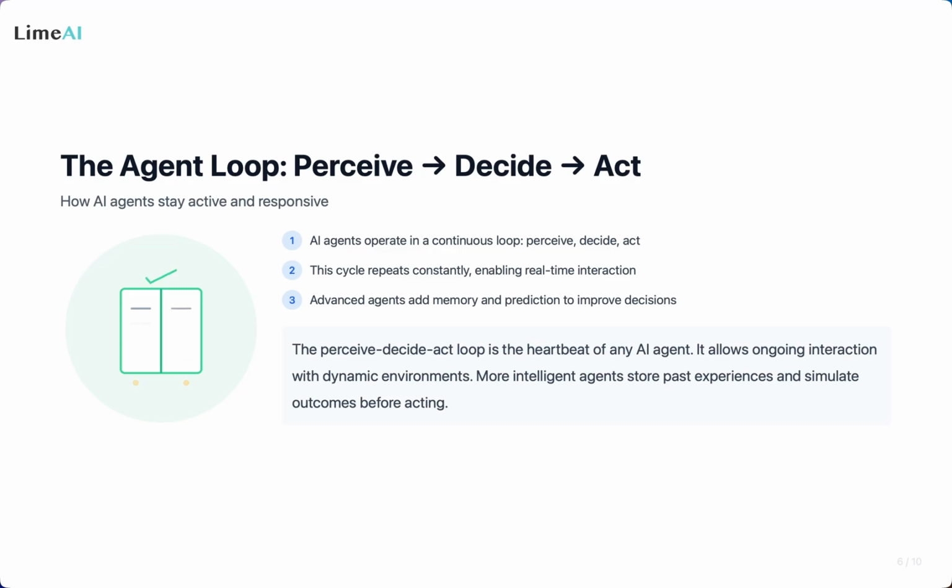They remember past events. They predict what might happen next. For example, a game-playing AI might simulate hundreds of moves ahead before deciding. It's not just reacting, it's planning. This loop is what makes AI agents feel alive and responsive. So picture it like a circle: eyes to brain to hands, then back to eyes. That's how agents stay connected to their world.